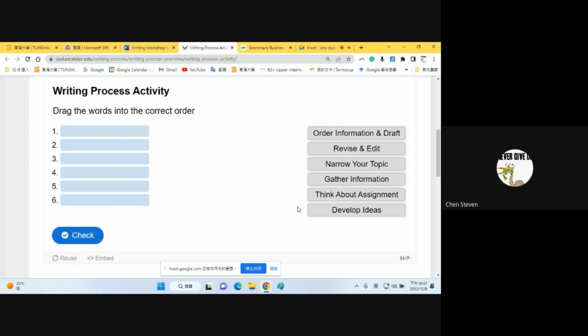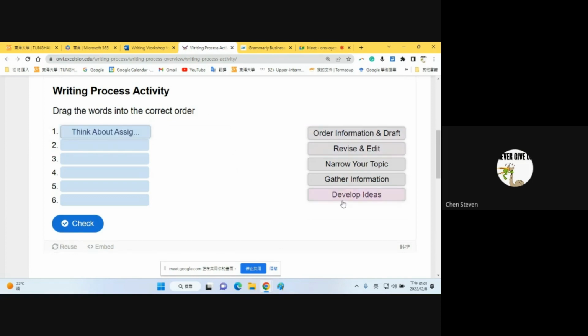How much time do I have? No, just take it easy. We are in relax mode. Oh, well, maybe think about your assignments first. Take it easy, and then if you think about it, right? Oh, yeah. Just look at it. Okay. And then you have to narrow your topic.